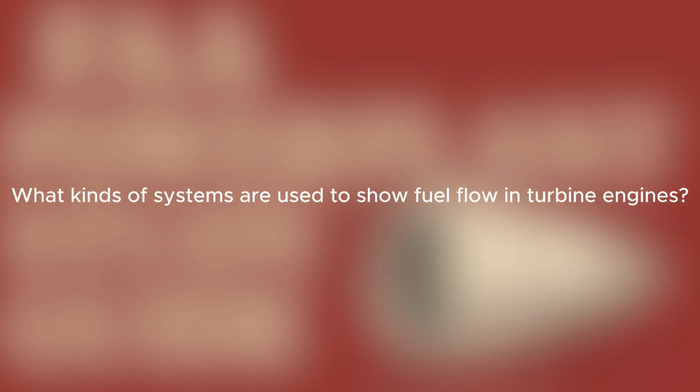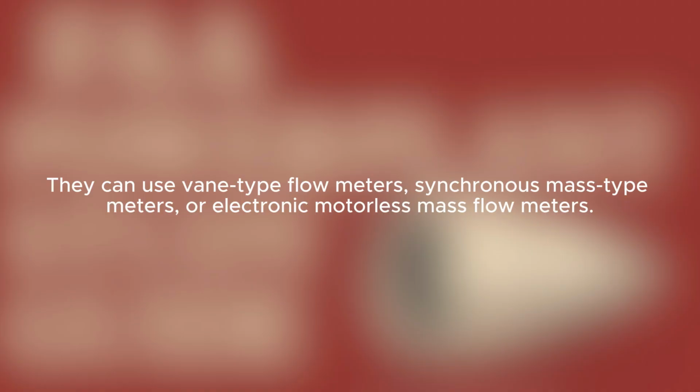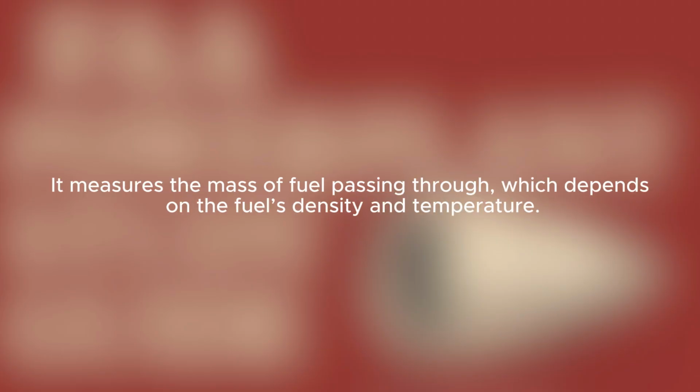What kinds of systems are used to show fuel flow in turbine engines? They can use vane type flow meters, synchronous mass type meters, or electronic motorless mass flow meters. What does a mass flow system actually measure? It measures the mass of fuel passing through, which depends on the fuel's density and temperature.